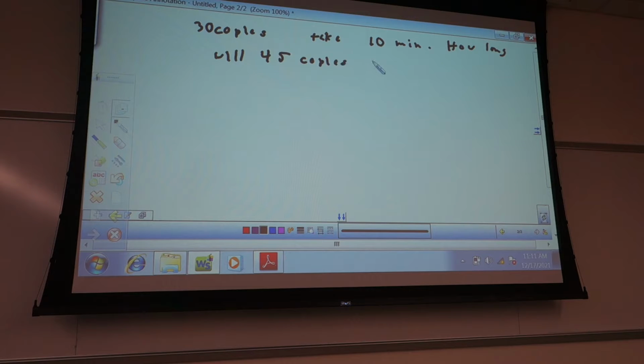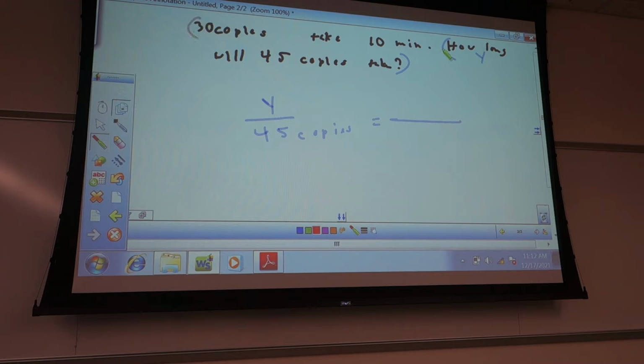Yeah, see, this is kind of a problem I understand better. Okay, so make your y the how long. Does that make sense? Make that y. So then I'm going to have how long, y, over 45 copies. Does that make sense? Equals, what goes on the other side? 10 over 30. 10 minutes over 30 copies.